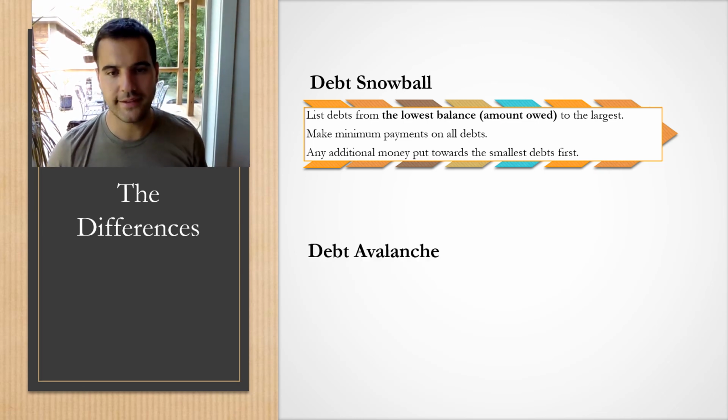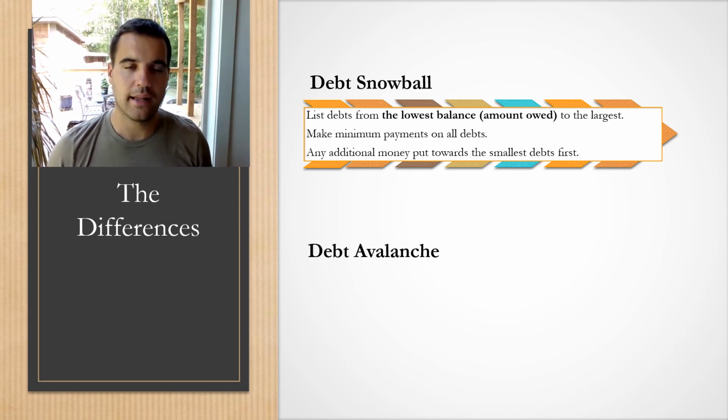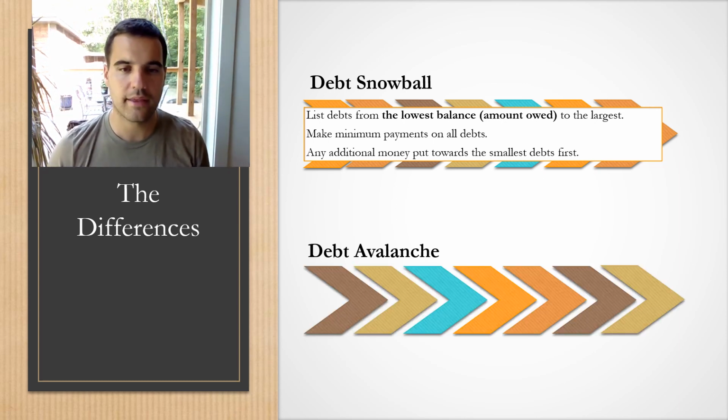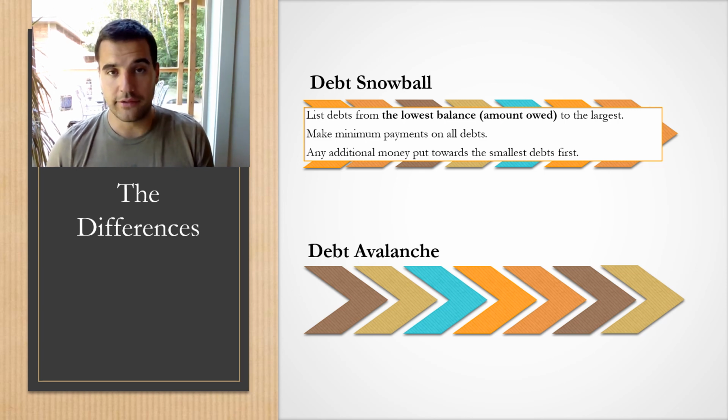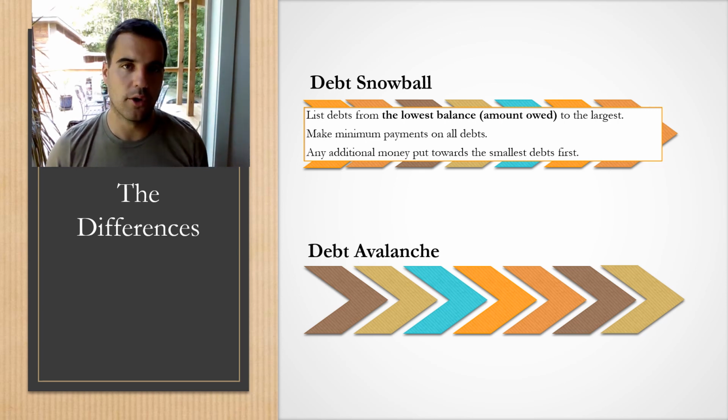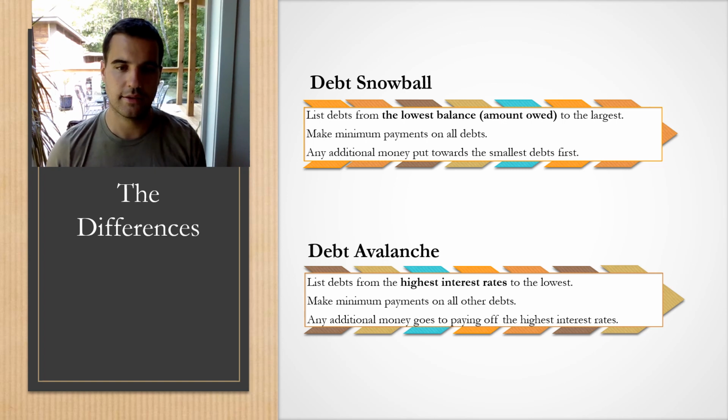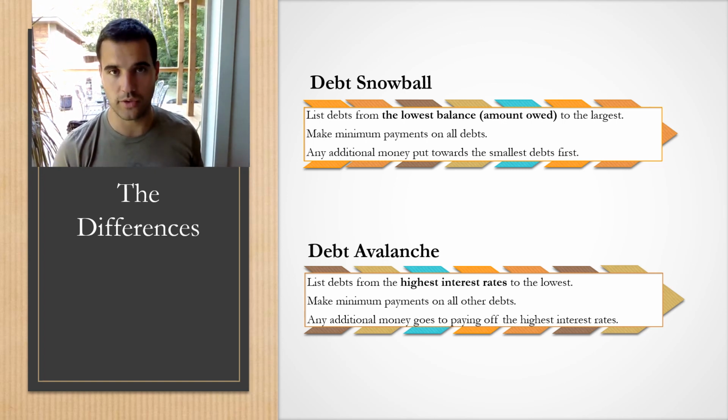The other method, the debt avalanche method, takes a little more thought, not much, but a little bit more thought and a little bit more math. Debt avalanche disregards the balances that you owe, and it just focuses on the interest rates. So with debt avalanche, you're listing your debts from the highest interest rate that you owe to the lowest interest rate.